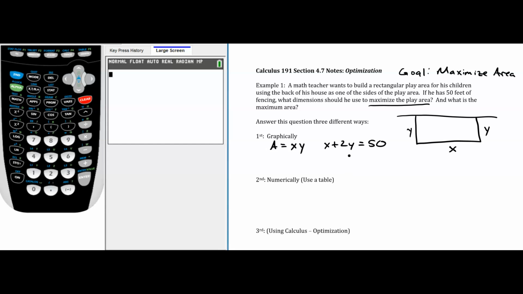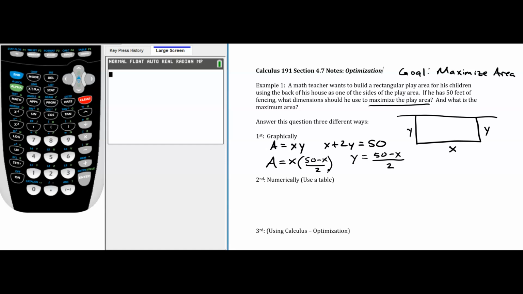And so what we can do, we don't need calculus to do this, is we can take our secondary equation and isolate y, plug that into our primary equation, and then we have a primary equation in terms of a single variable. So if we do this, you could see I would bring the x to the other side and then divide by 2. So I would get y is equal to 50 minus x divided by 2. And so my area equation, the thing that I am trying to optimize, the thing that I'm trying to maximize, would be equal to x times 50 minus x divided by 2.